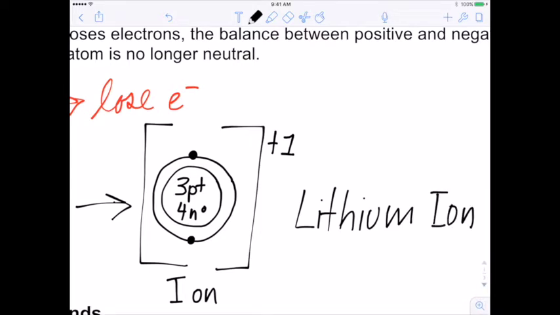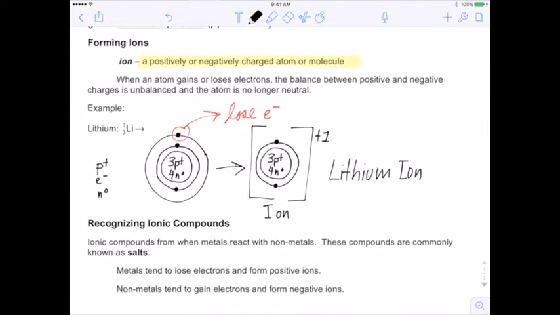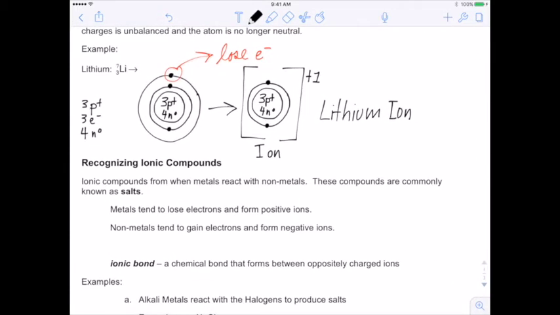Understanding the formation of ions is really important in understanding the formation of ionic compounds. And ionic compounds form whenever a metal and a nonmetal react. We call these compounds ionic compounds, but they're really commonly referred to as salts. So one common salt would be table salt, salt that you sprinkle on your food for flavor.